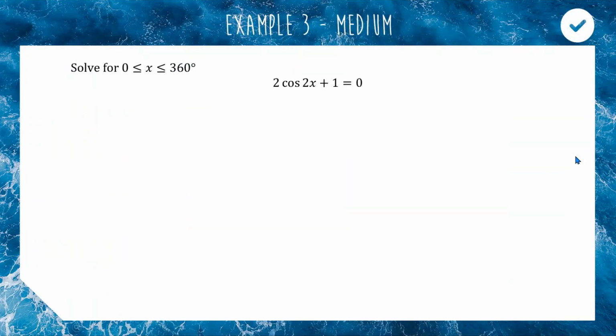Okay, up next, we've got an example I'm calling medium, but it's actually pretty challenging. So medium was a bit optimistic. It's probably more of a tough one. Anyway, we've got 2 multiplied by cos 2x plus 1 is equal to 0.